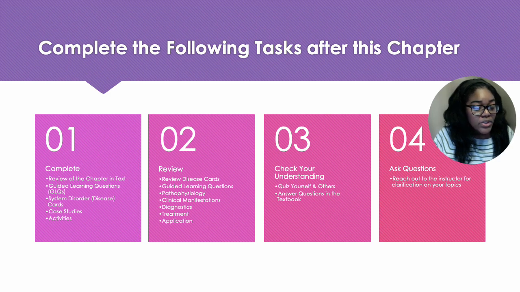Some things I want you to do is make sure you review the book and complete your guided learning questions. Make sure you complete your system disorder or disease cards. Make sure you pay close attention to your case studies and activities that we'll complete in class. Make sure you review those disease cards. Make sure you review your guided learning questions, and also look into your risk factors, clinical manifestations, pathophysiology, diagnostics, treatment, and the application thereof. And make sure you check your understanding so you can quiz yourself, quiz others, answer questions in the back of the textbook, and then make sure you develop your own questions if you have anything else that needs to be clarified.